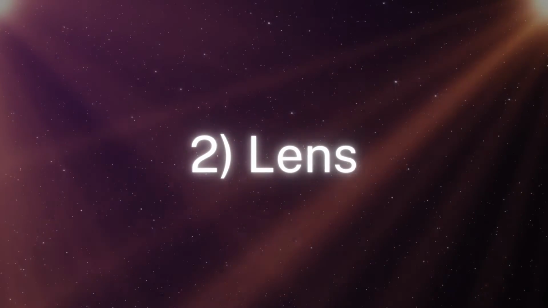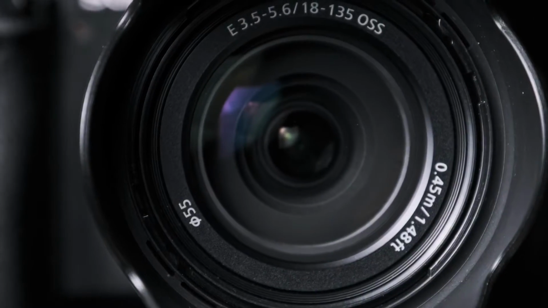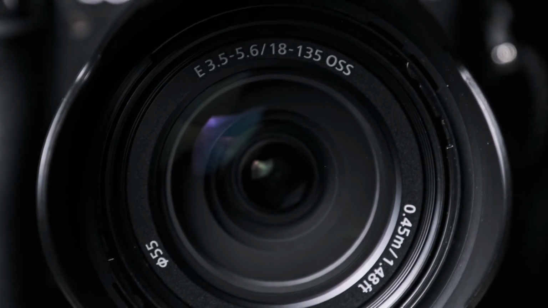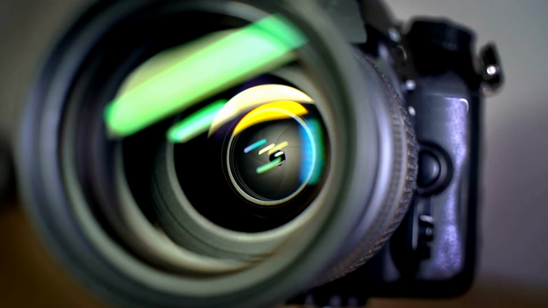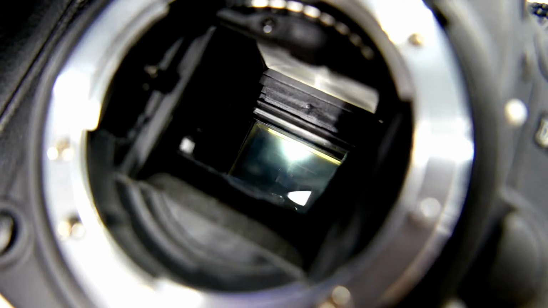Number 2. Lens. A lens is a barrel-shaped object that extends from your camera body. It's filled with a series of glass elements that bend and focus light onto your sensor. Without a lens, you wouldn't be able to capture anything with your camera. It's what allows your camera to deal with incoming light and control the exposure of your photo.